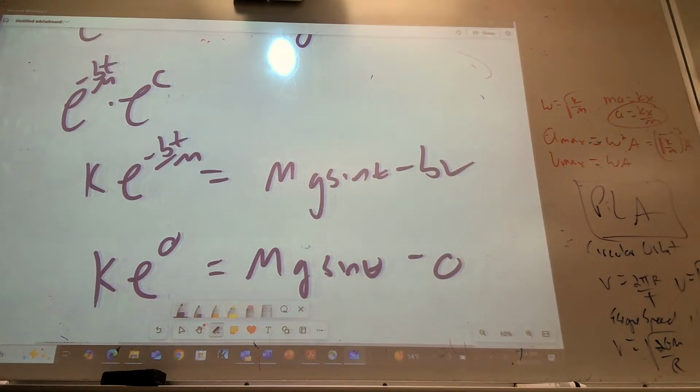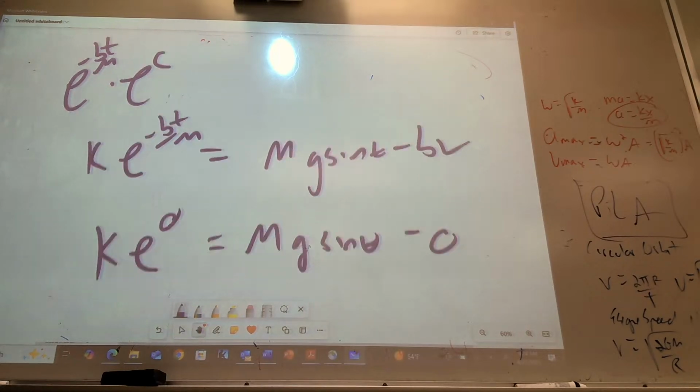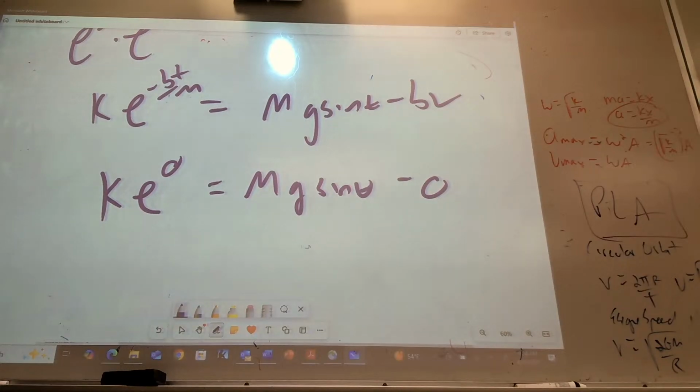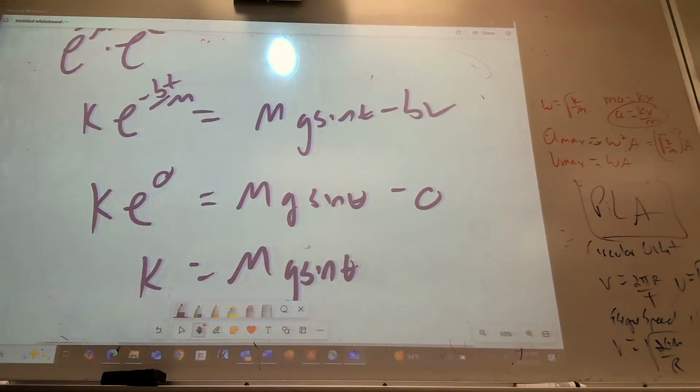Once you have that K, just plug in 0 for B, 0 for T. Fine. What's e to the 0? Anything to the 0 power is what? 1. We get k is equal to mg sine theta. Okay, now we know what k is, which is our e to the c.